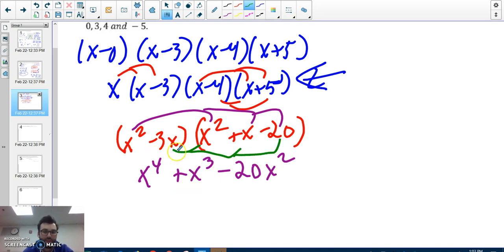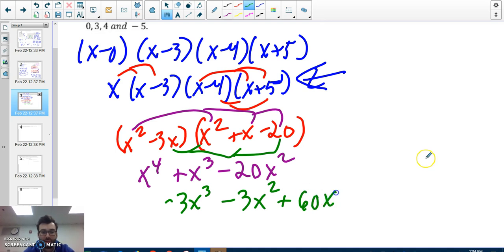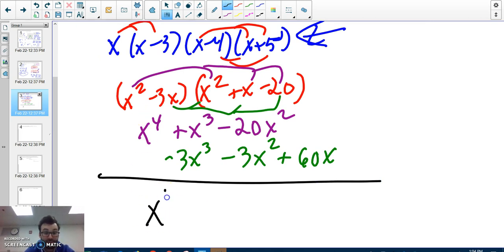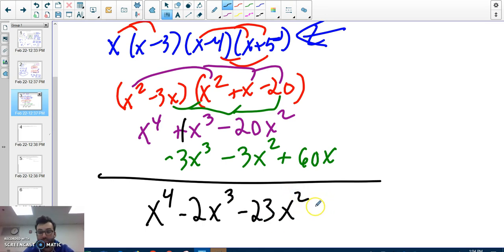Remember how I said in the last video when I taught this that I like to line up my common terms, just to make my life easier when I combine them, so that when I combine them, I can just add straight down. So I have x to the fourth. 1x cubed minus 3x cubed gives me negative 2x cubed. Negative 20 and negative 3 gives me negative 23x squared plus 60x. That is our function, equals f of x.